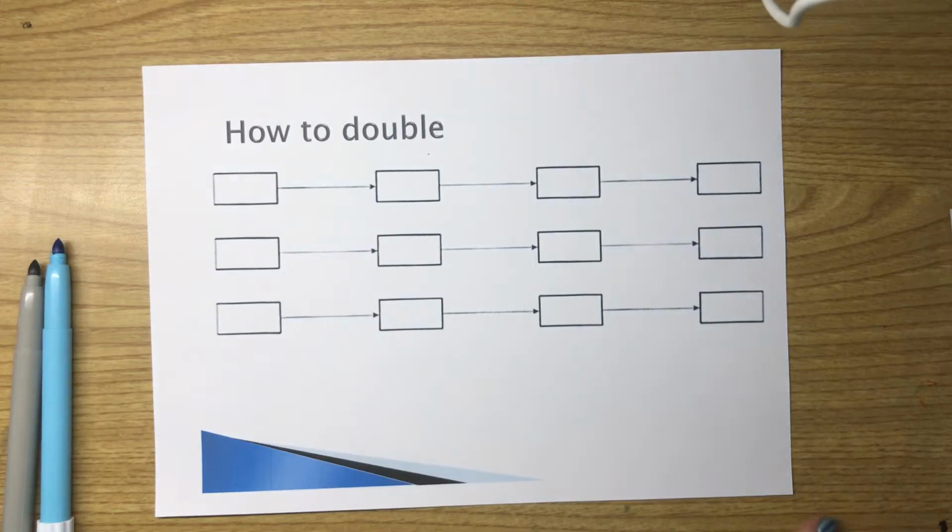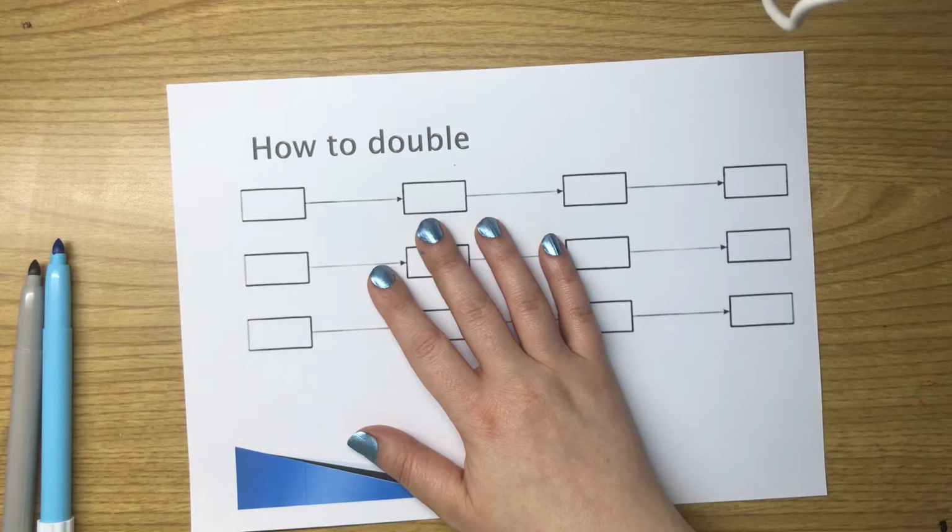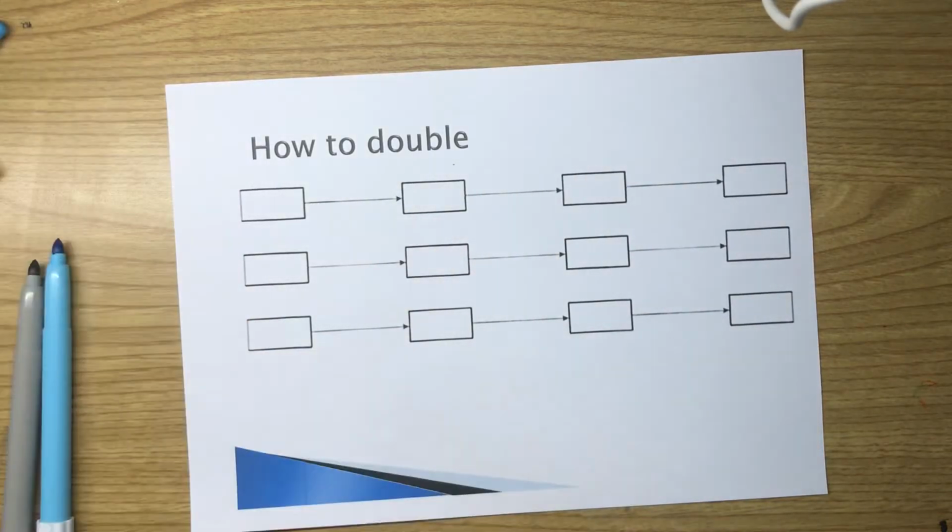Where's the red one? I love red. Where's red? It's not here. Anyway, start with pink.